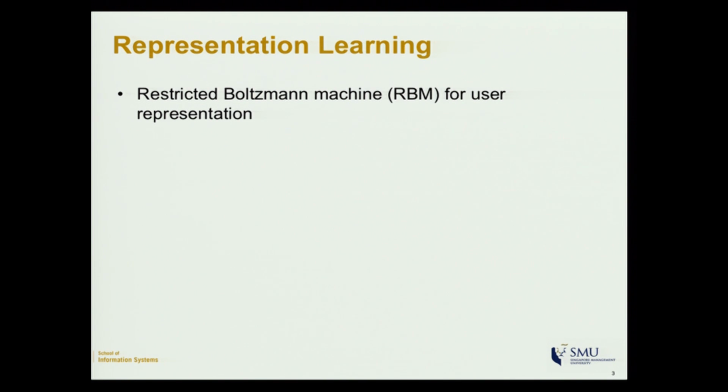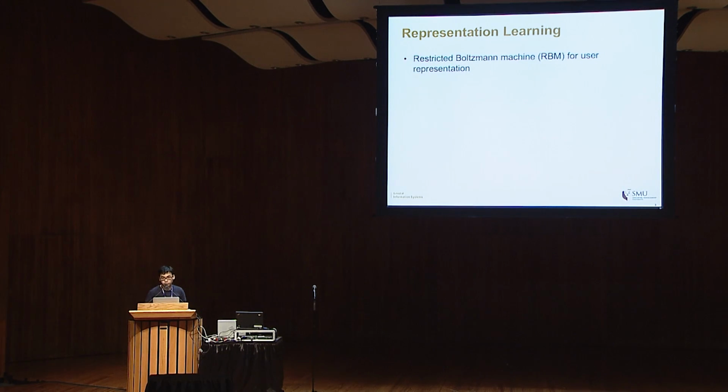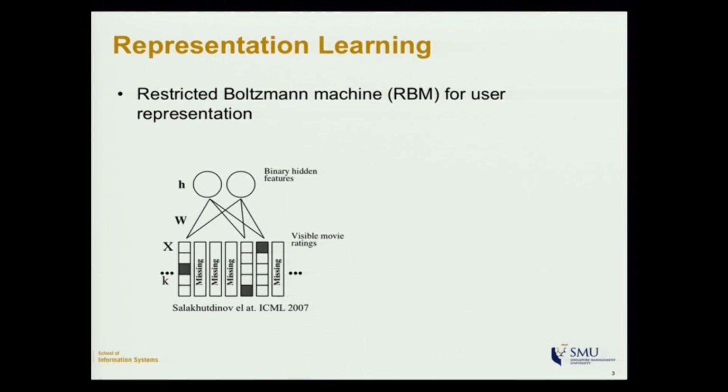I will describe one of the first works using the RBM for user representations in the context of recommender systems. The overall structure of the model is that the RBM is actually just a bipartite graph with the bottom layer, the visible units, representing the list of movies. Let's say the first movie has a rating of 3, and this is followed by 3 missing movies. The missing movies will be ignored when learning the model.